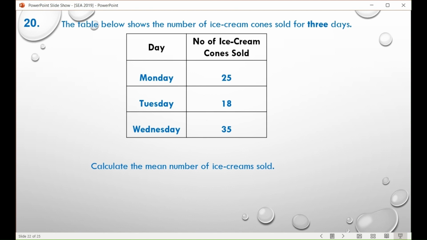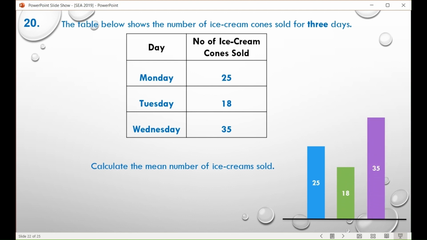Mean, as explained by your teachers so many different ways, really tells us that we would like to take those 3 days and redistribute it so that it is as if we have the same amount of cones sold each day. So let's bring up a little diagram as your teachers would have done in class, indicating for Monday we had 25. On Tuesday there were 18 of them sold, and on Wednesday, of course, 35.